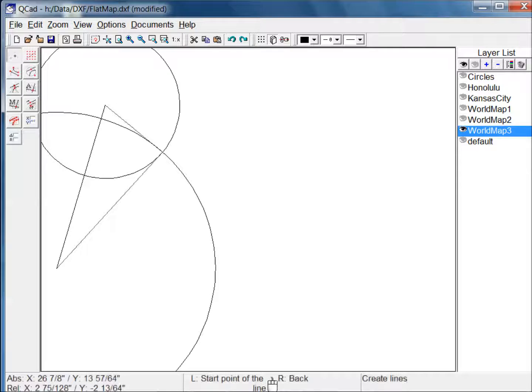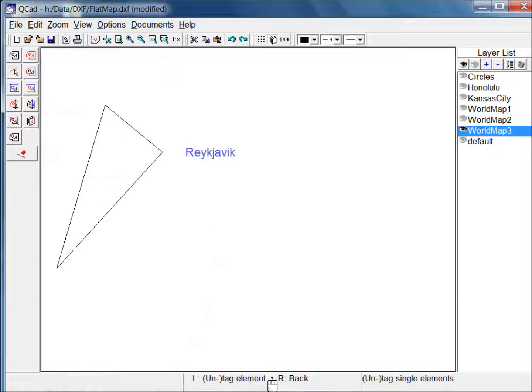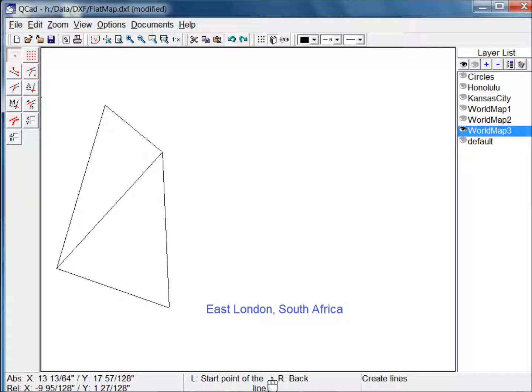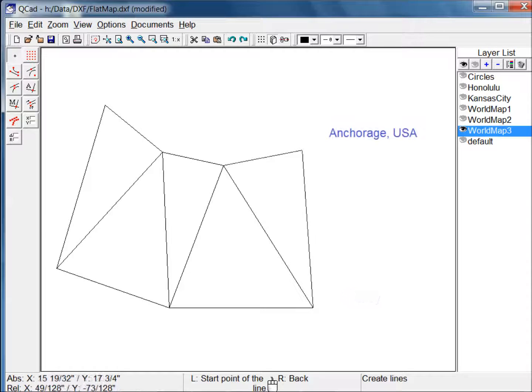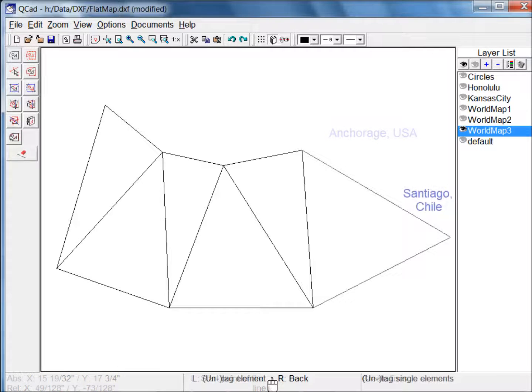Drawing lines from there back to Anchorage and Santiago, I deleted the circles and the first triangle is done. Now I'll use that same method for the triangles to follow, and there's no need to spell out every step. Using the data from the table that I showed earlier, I plotted East London from Reykjavik and Santiago, Nizhny Vartovsk from East London and Reykjavik, Sydney from Nizhny Vartovsk and East London, Anchorage from Sydney and Nizhny Vartovsk, Santiago from Anchorage and Sydney, and Reykjavik from Santiago and Anchorage.